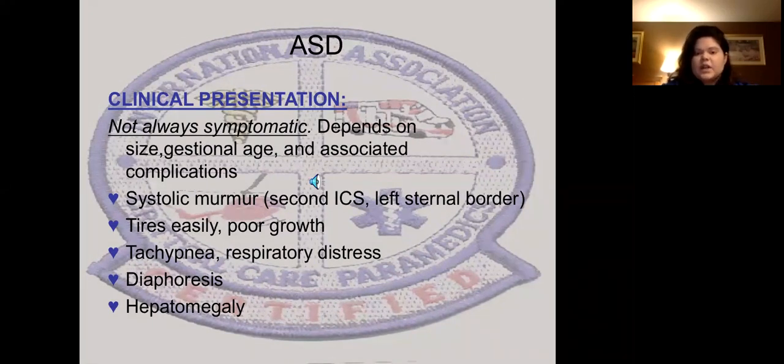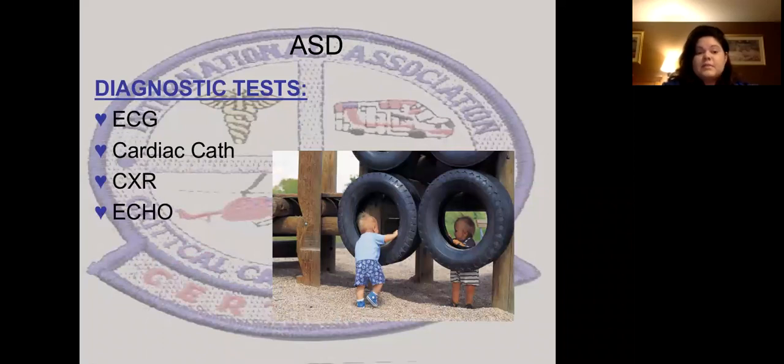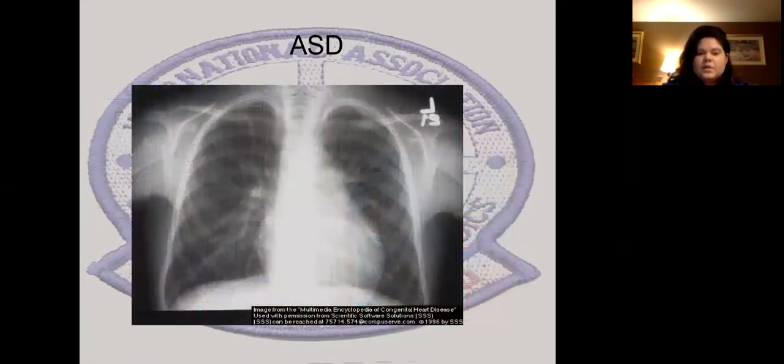They'll have the systolic murmur, left sternal border. They're going to tire easy, with tachypnea. They could be diaphoretic and could have hepatomegaly. Again, same diagnostic studies, the x-ray, same as the last one, the EKG. They could potentially do a cardiac cath and an echo. And this is what it's going to look like on the chest x-ray.